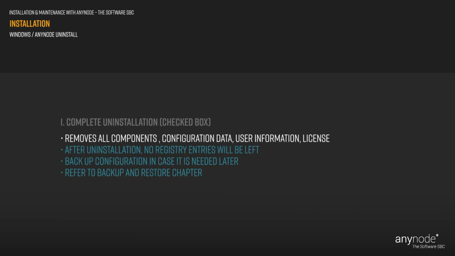Removes all components of Anynode, including configuration data, user information, and the license. After this uninstallation, no registry entries of Anynode will be left on your Windows system. We recommend backing up the configuration in case it is needed later. For further details, please refer to the Backup and Restore chapter.